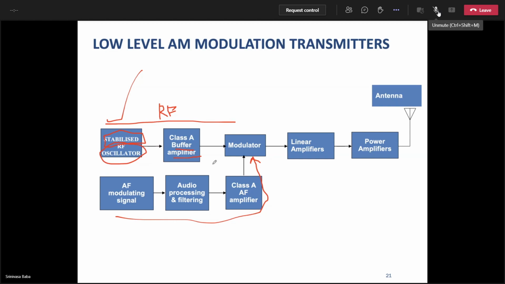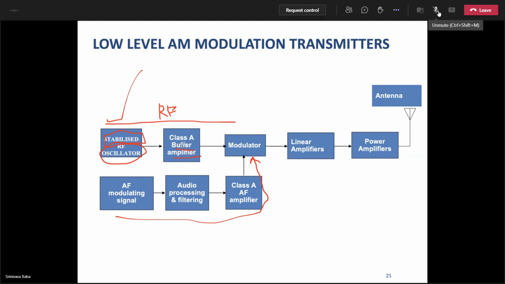Buffer amplifier. Buffer amplifier is nothing but an isolating amplifier. It has high input impedance and low output impedance, and it acts as a buffer between the oscillator and the rest of the circuits, the rest of the blocks. It is a buffer between the oscillator circuit and the rest of the blocks. So that is your buffer amplifier.